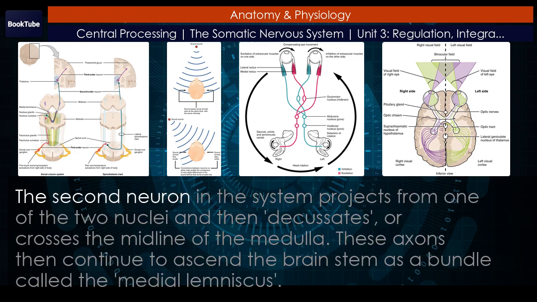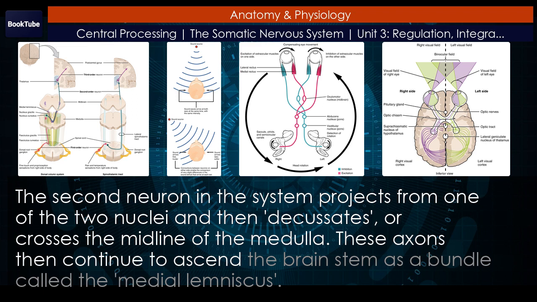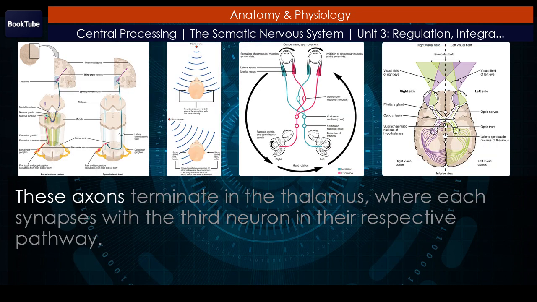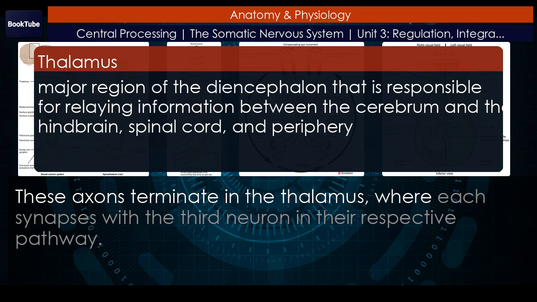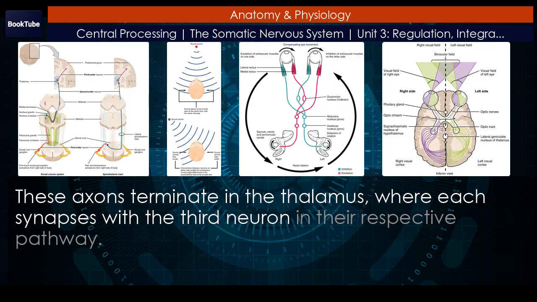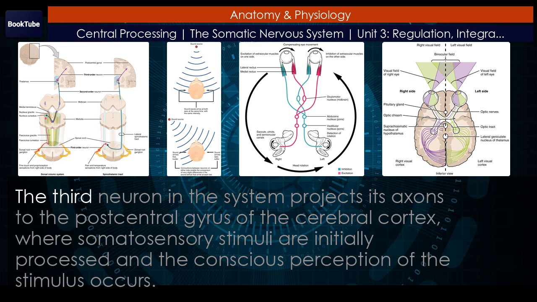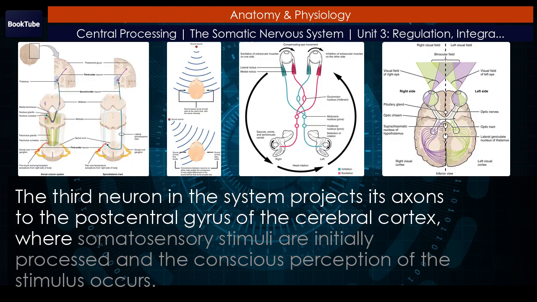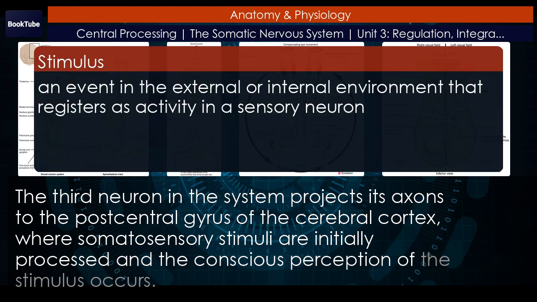The second neuron in the system projects from one of the two nuclei and then decussates, or crosses the midline, of the medulla. These axons then continue to ascend the brainstem as a bundle called the medial lemniscus. These axons terminate in the thalamus, where each synapses with the third neuron in their respective pathway. The third neuron in the system projects its axons to the postcentral gyrus of the cerebral cortex, where somatosensory stimuli are initially processed and the conscious perception of the stimulus occurs.